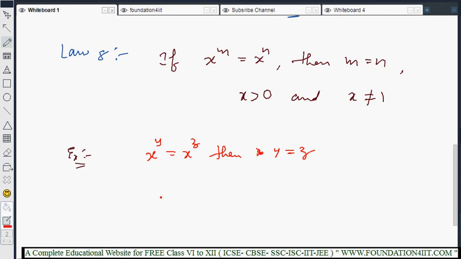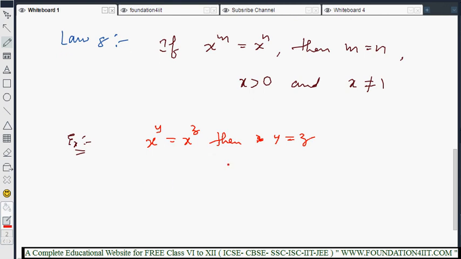So this is a simple law. At the same time, we can see some fractional indices. For indices of the type 1 by n, x to the power 1 by n, I can write nth root of x. So this is also one of the rules we can remember for these laws.